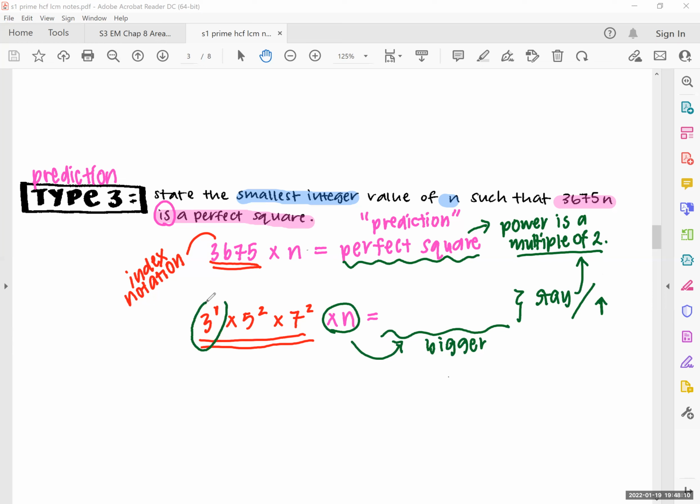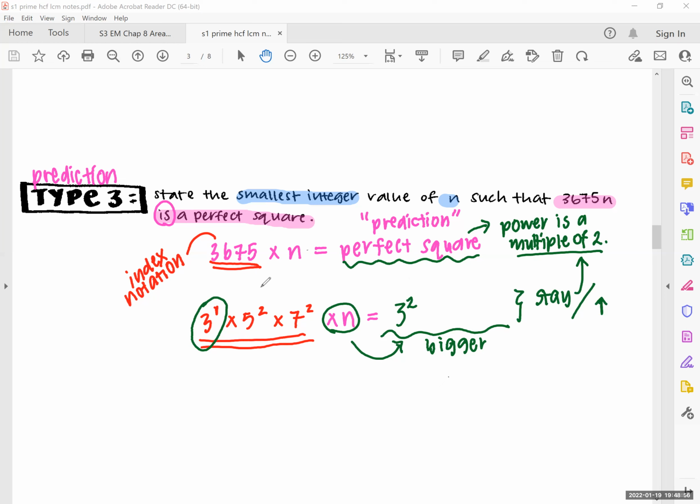So now let's look at the first one. Can you see this is 3 to the power 1? Does it meet the condition that it is a multiple of 2? Is the power a multiple of 2? Yes or no? What's the power? 3 to the power 1. So is 1 a multiple of 2? No, right? So can it stay or not? No. So therefore it needs to go up. What's the closest it can go up such that it becomes a multiple of 2? Yes, 2. So it becomes 3 to the power of 2.